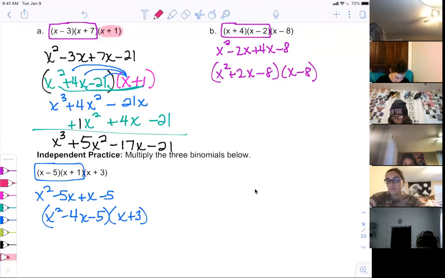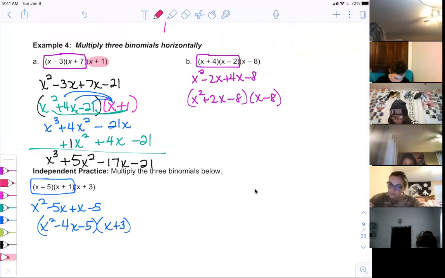Zach, do you have example 4 part B done? Yeah. Okay, so which way did you distribute? I distributed like with the little one towards the big one. Yep, perfect. So what did you get for that? I got x cubed plus 2x squared minus 8x. Good.